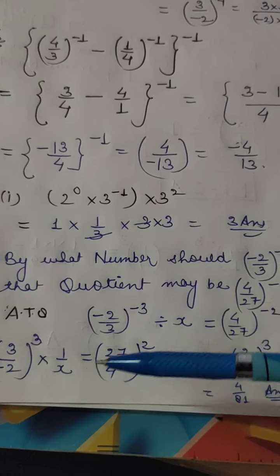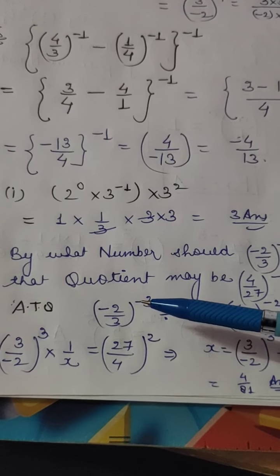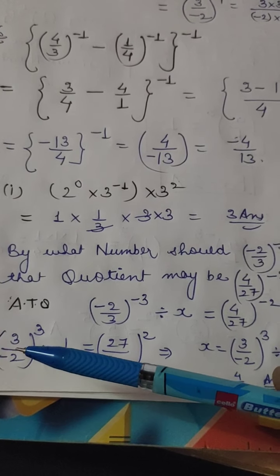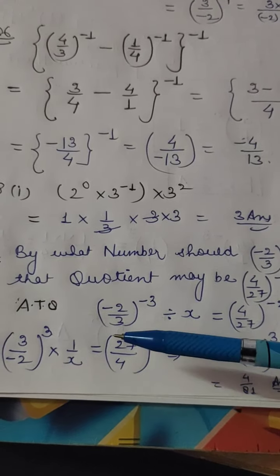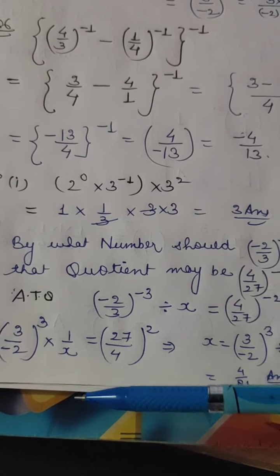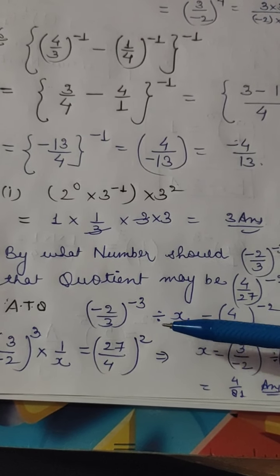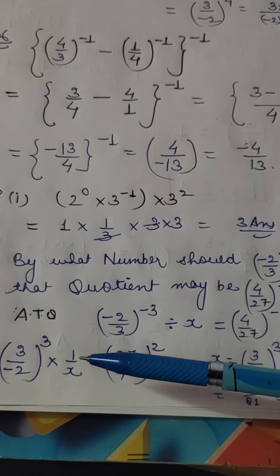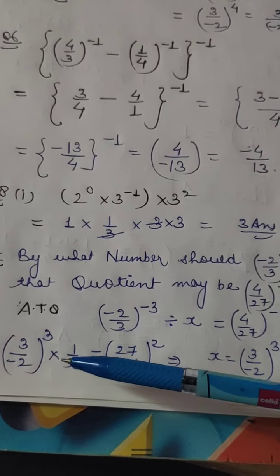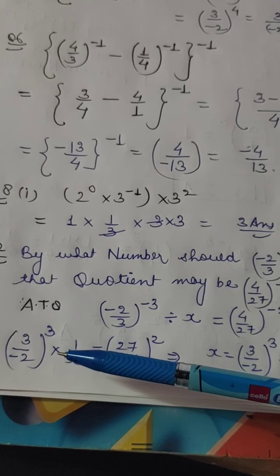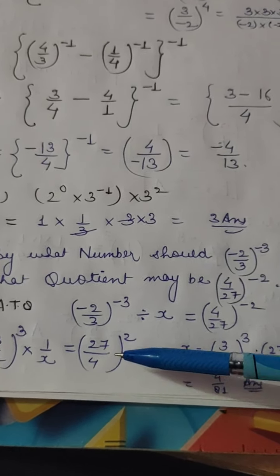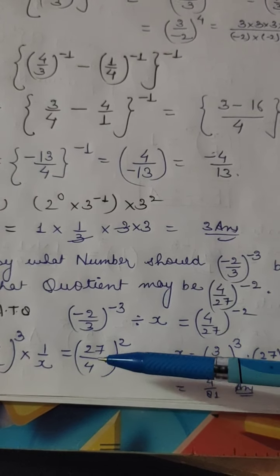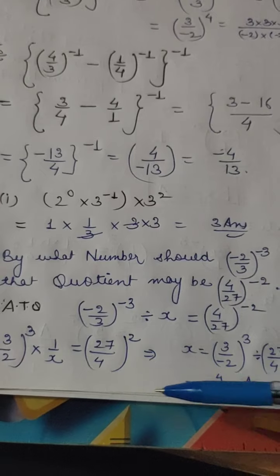So in order to find x, first make these negative powers positive. So how will you make it? Just by taking the reciprocal of the inside rational number. So minus 2 by 3 will become 3 by minus 2 to the power 3. And division can be replaced by multiplication by taking the reciprocal of the other rational number. Then x will become 1 by x, and the division sign is converted into a multiplication sign. After that, 4 by 27. In order to make this negative power positive, we have to take the reciprocal of the inside. It will become like this.